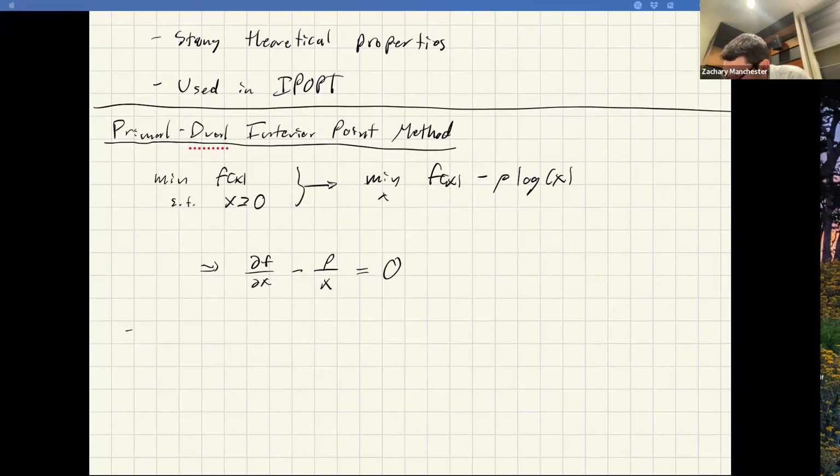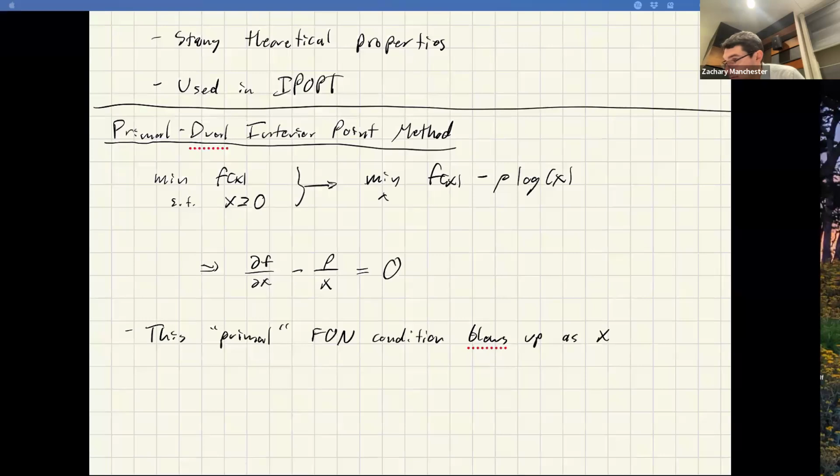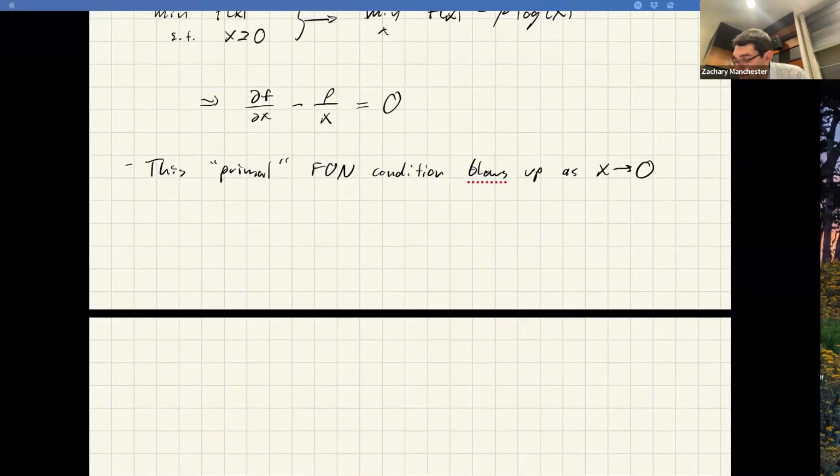So let's write that down, I guess. So this I would call a primal only, right? There's no multipliers here. There's no dual variables. This is a primal sort of formulation of the first order necessary conditions. This guy blows up as x approaches the boundary. This is bad. We don't want this. So there's a trick to fix this, which is pretty fun. And once you've seen it, it's sort of obvious. But it has some deep insight.